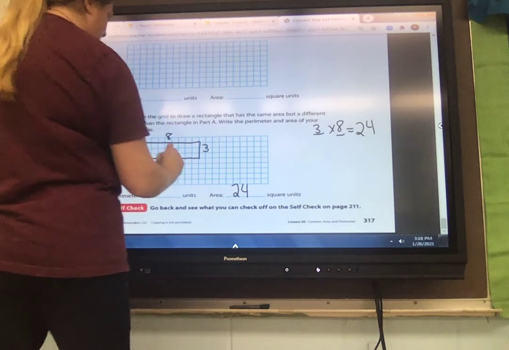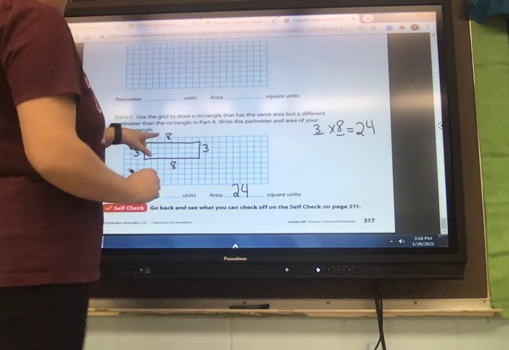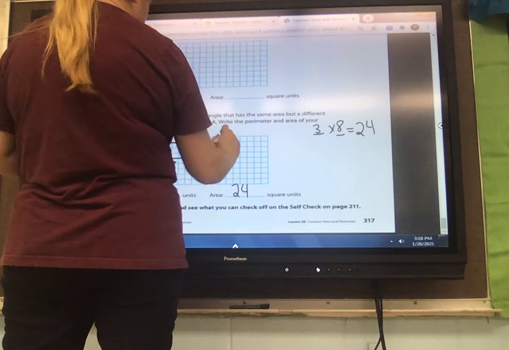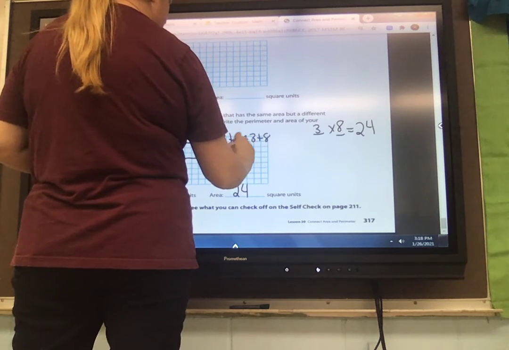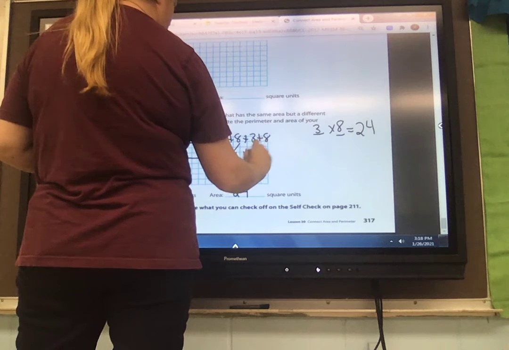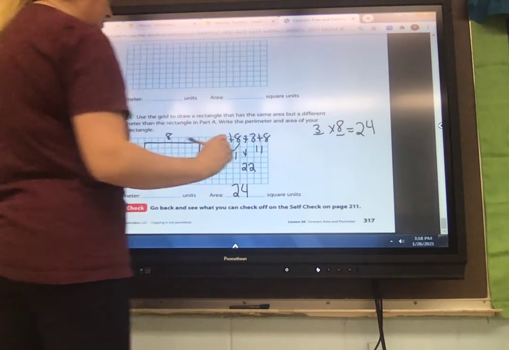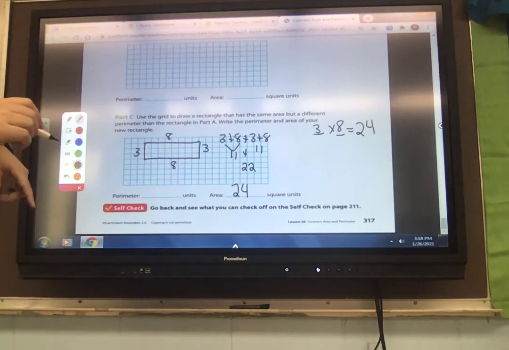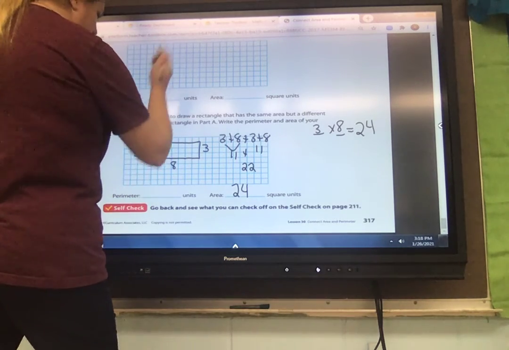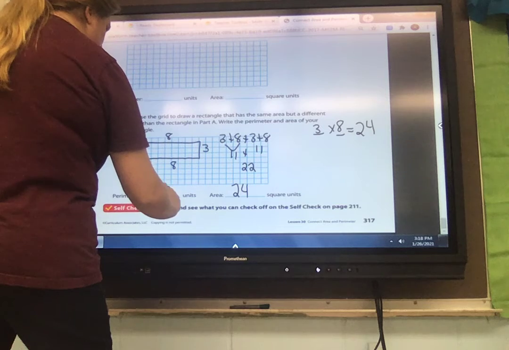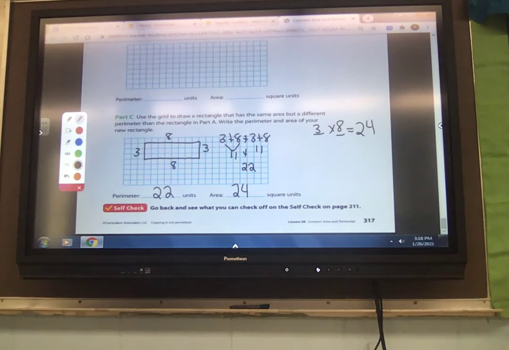Let's make sure our perimeter works. 8 and 3, 8, 9, 10, 11. Plus 11 would be 22. Is that different than what I started with? Yes, because we had 20, didn't we, up there? So 22 would be a different perimeter.